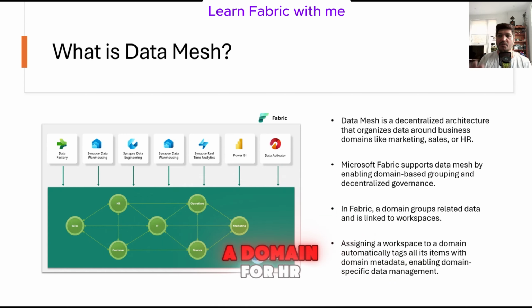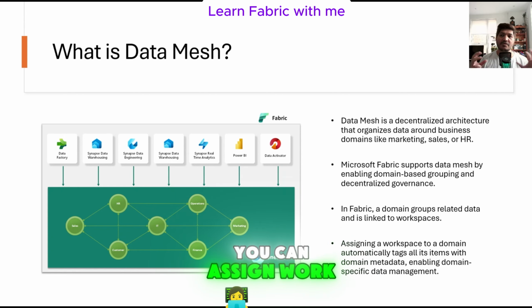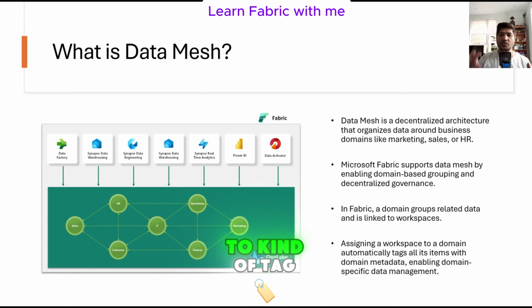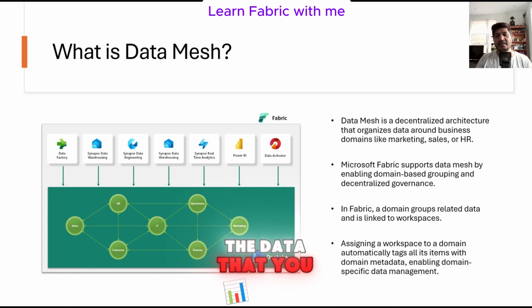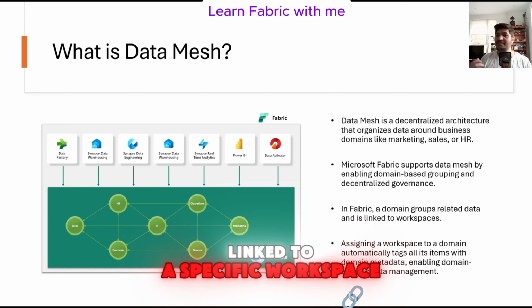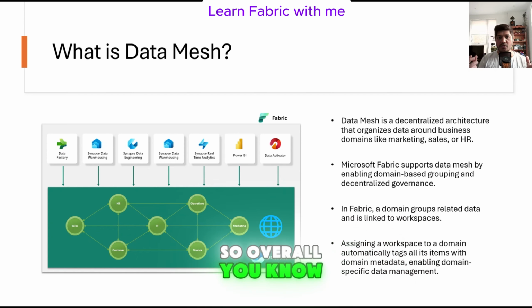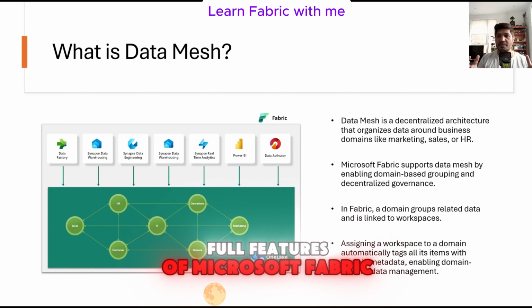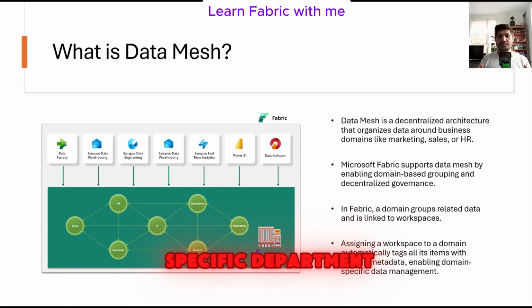You can have a domain for HR, you can have a domain for sales. Once a domain is created, you can assign workspaces within the domain to tag the data that you want to ingest for a particular department. And this is always linked to a specific workspace. So overall, you can leverage the full features of Microsoft Fabric and assign it to a specific department.